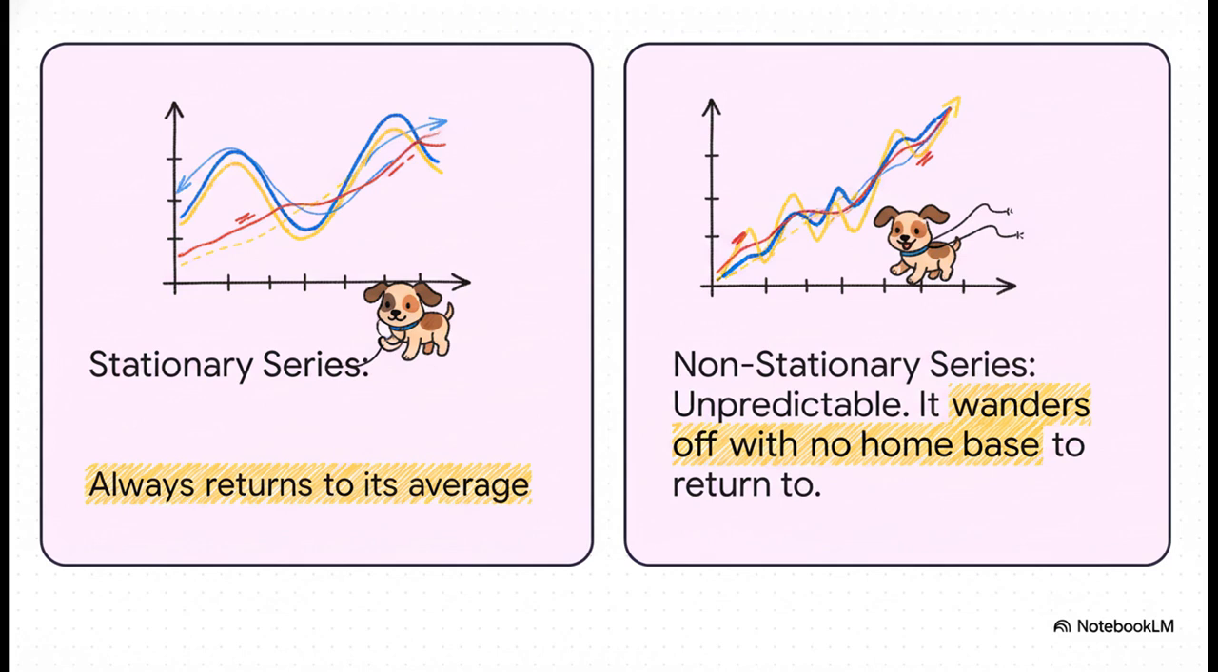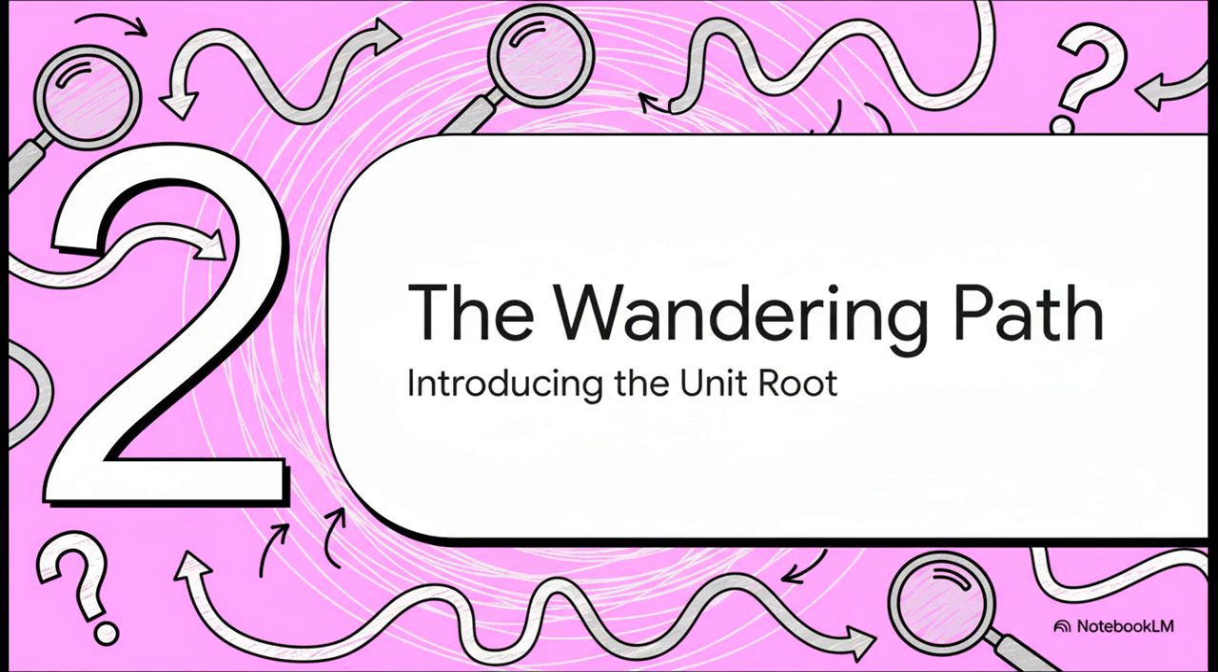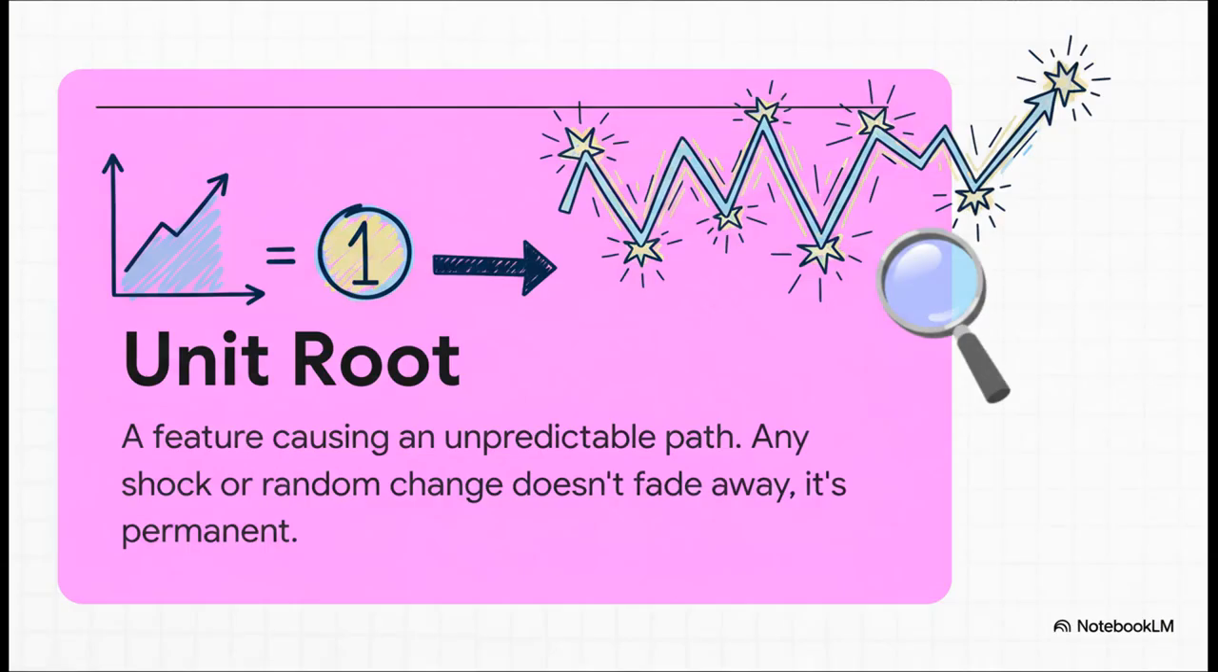It's predictable. But then you have non-stationary data. This is the dog that slipped its leash. It's just gone. It wanders off with no home base to return to, and its path is completely unpredictable. And this, my friends, is where all our problems begin. This wandering behavior, this dog off the leash problem, actually has a formal name in statistics, and it's the very culprit we're hunting for today. It's called a unit root.